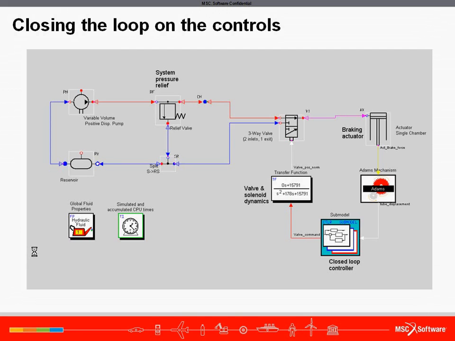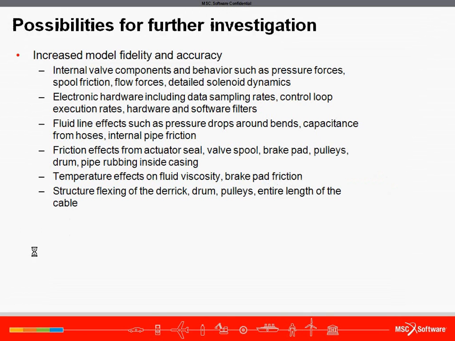There are numerous possibilities for further investigation regarding the system. First, you could try increasing the model fidelity and accuracy by introducing more complex physics into it. Possible additions include modeling internal valve components and behavior, such as pressure forces, spool friction, flow forces, detailed solenoid dynamics, etc. You could model the electronic hardware, including data sampling rates, control loop execution rates, and hardware and software filters, for example. You could model fluid line effects, such as pressure drops around bends, capacitance from hoses, internal pipe friction.